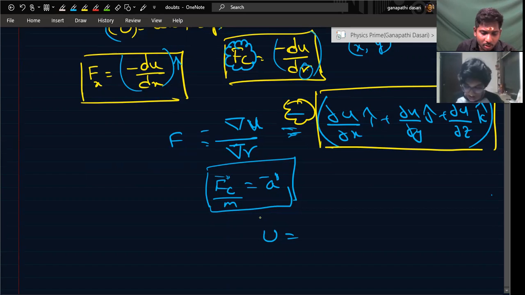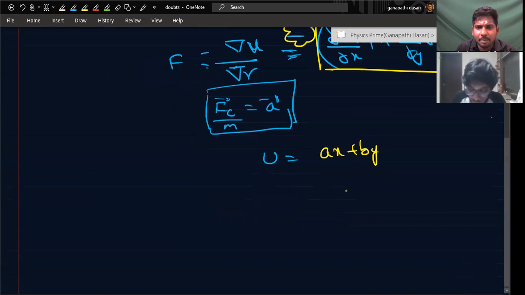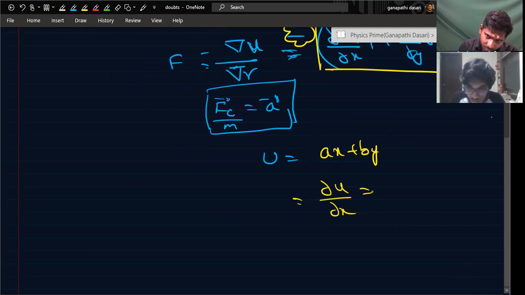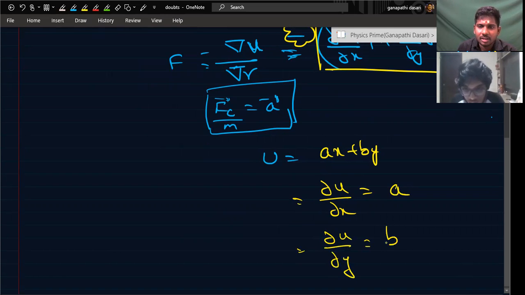U is equal to ax plus by. First you differentiate, then the minus symbol will apply. So first differentiate: dou U by dou x means, with respect to x, you keep y constant. Then this will be a. With respect to y, you keep x constant, so that will be b. For the other term, x constant means the differentiation will become 0, and y constant means that differentiation will become 0. Constant differentiation is 0.